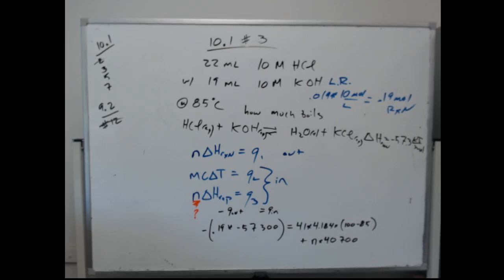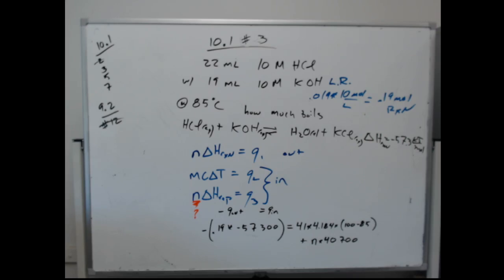And then the 0.19 is the moles of whatever that is, the KOH or whichever is the limiting reactant, right? And then from there we take that times the delta H of reaction, which we have right there, and then set it equal to the grams, which is really just the milliliters of water, which we get from the product side, right there.